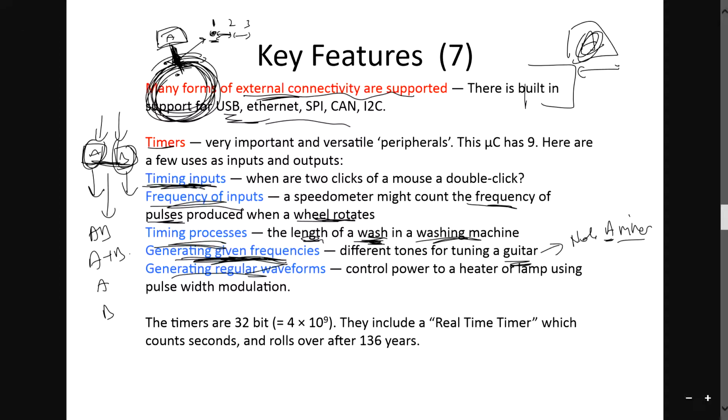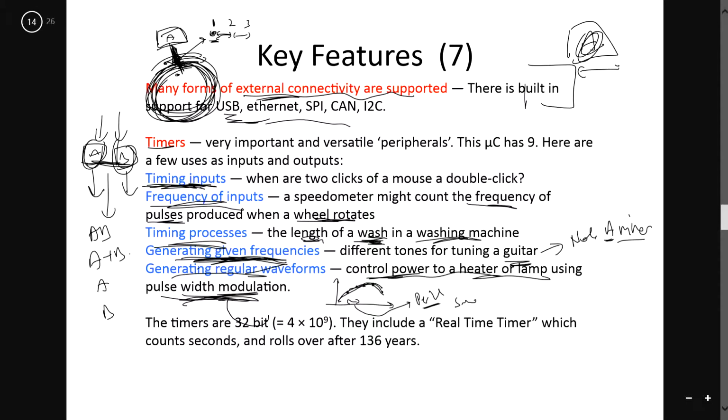Generating regular waveforms with pulse width modulation. Example, go back to this one. If I have a digital signal I want to convert to analog, I want to convert it smoothly and regularly in terms of certain periods. So you want to control the analog system so that you have a smoother analog output. So you control the power to the heater or a lamp, using this meaning. This is a very abstract meaning, I would say.